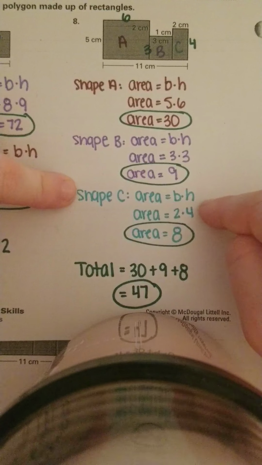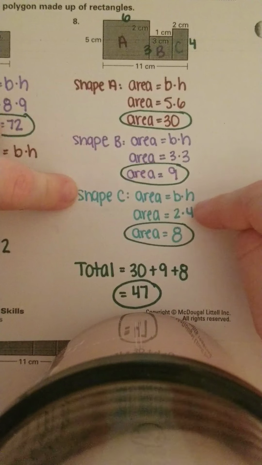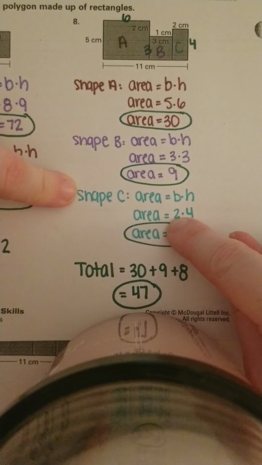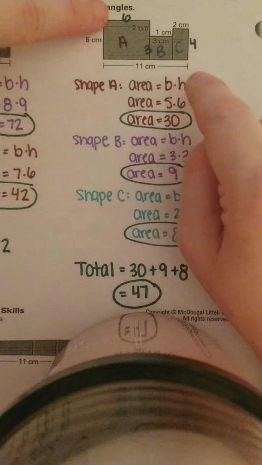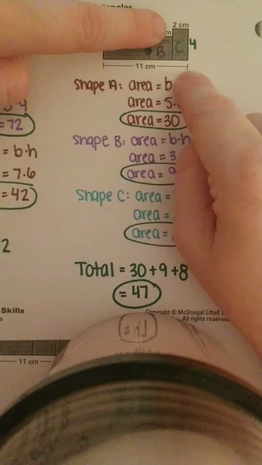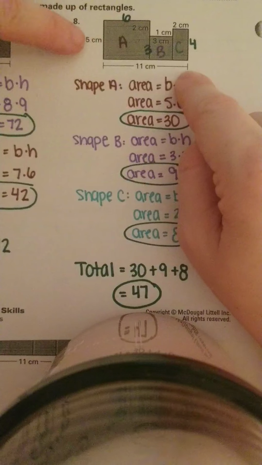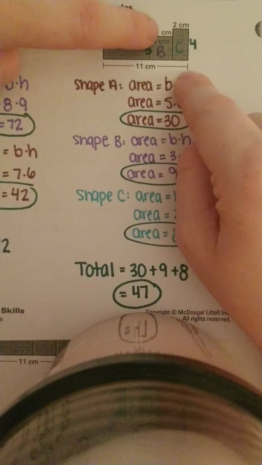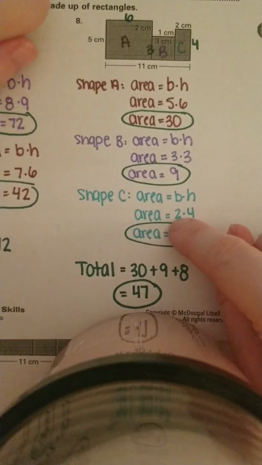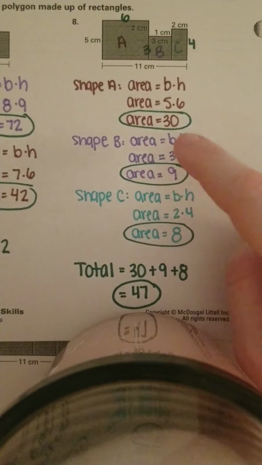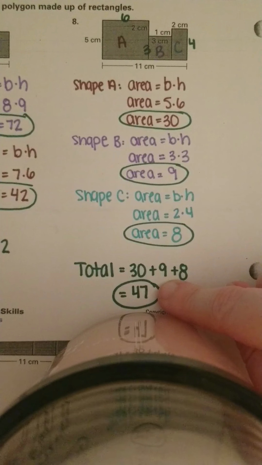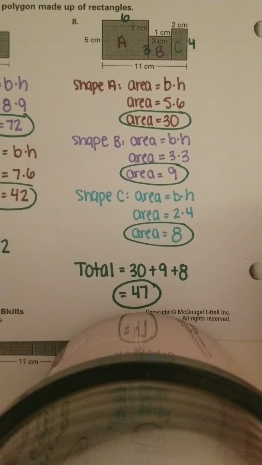Now shape C, same formula, base times height. All right, our base is 2. That's what it gave us already, so we plug that in for B. Now we had to find our height. Now, the whole height is 5, but this right there is 1. So 5 minus 1 gave us 4. So 2 times 4 gave you 8. We took all 3 of those and added them together. 30 plus 9 plus 8 gave you 47.